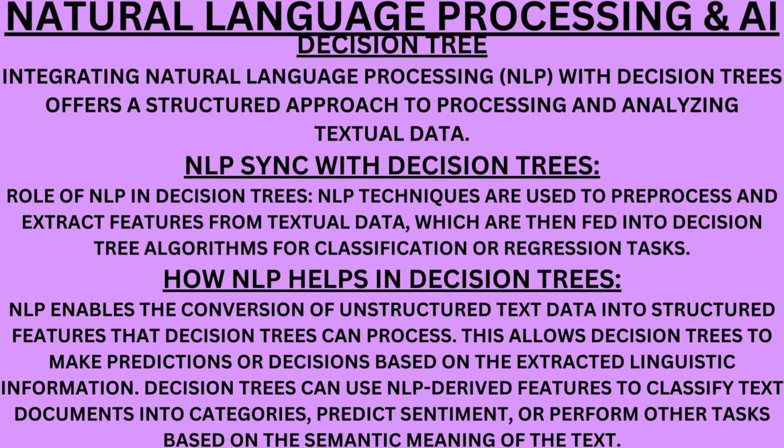How natural language processing helps in decision trees. Natural language processing enables the conversion of unstructured text data into structured features that decision trees can process. This allows decision trees to make predictions or decisions based on the extracted linguistic information. Decision trees can use NLP-derived features to classify text documents into categories, predict sentiment, or perform other tasks based on the semantic meaning of the text.